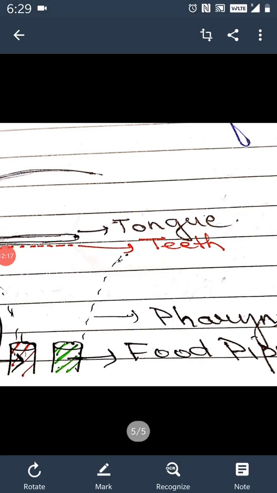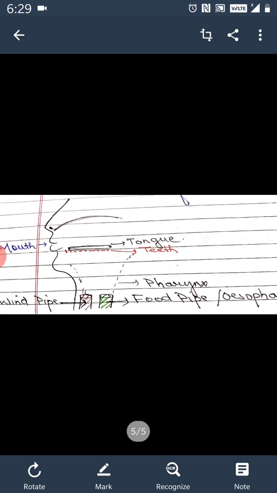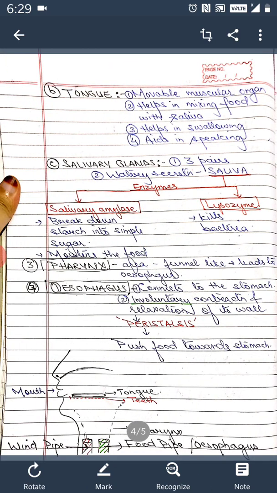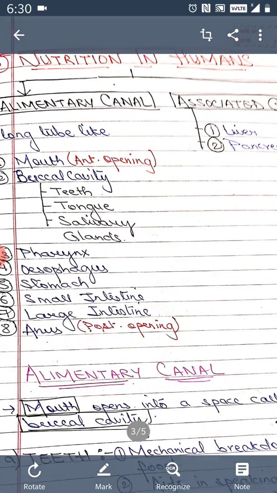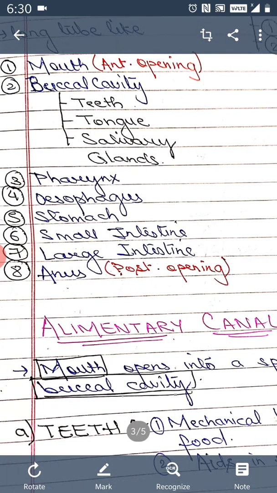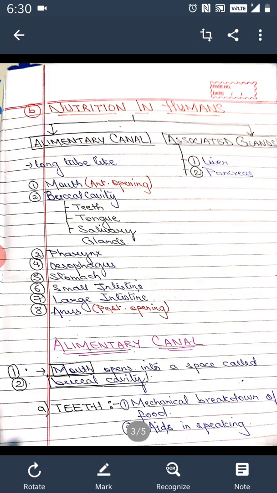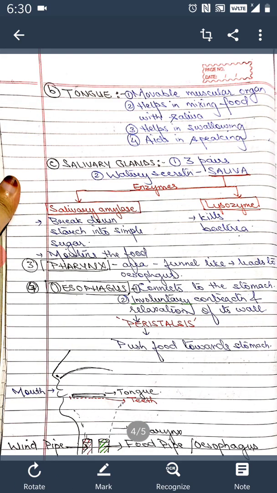The food pipe will lead into the stomach. So this is what we have studied today. Let's have a quick recap. The digestive system consists of the alimentary canal and associated glands. The alimentary canal consists of the mouth, teeth, tongue, and salivary glands. Salivary glands secrete two enzymes, salivary amylase and lysozyme. You can see the function of both of them.